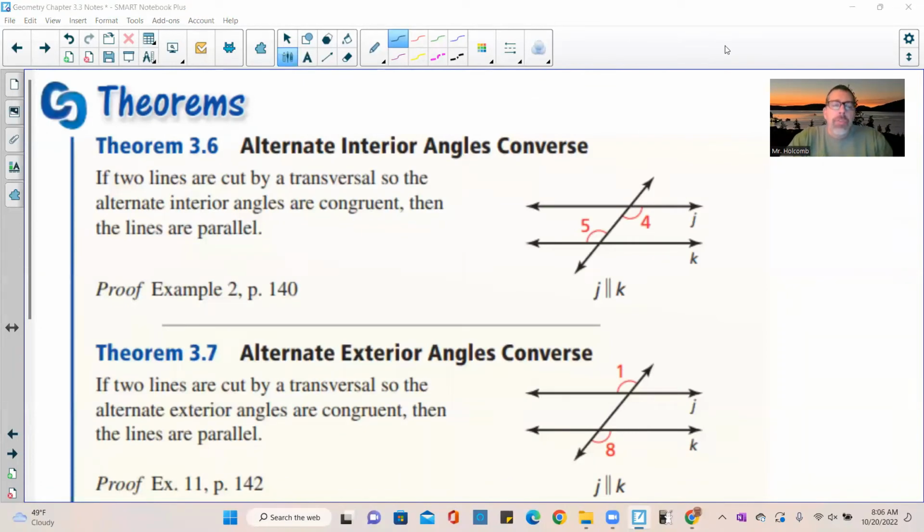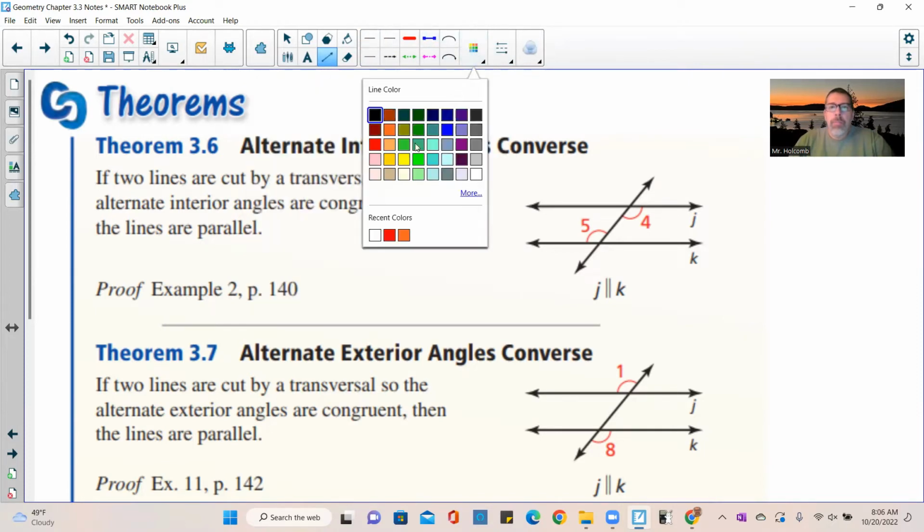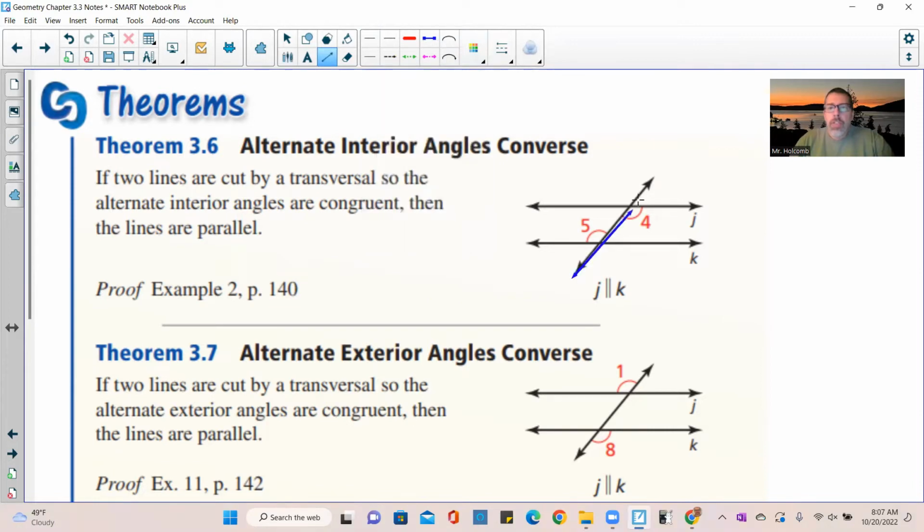All right, theorems. Here are some theorems. I made these a little bit larger so when they print, you can see them better. Theorem 3.6, alternate interior angles converse, states that if two lines are cut by a transversal, let's stop right there. I'm going to talk you through this. Okay. And let me make it a little thicker and let's make it blue.